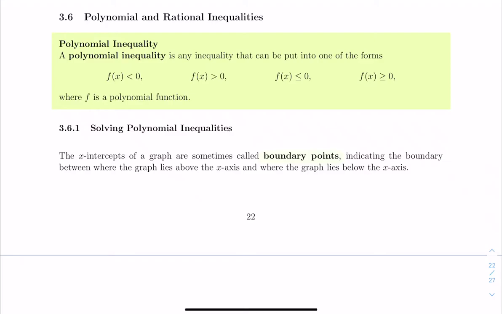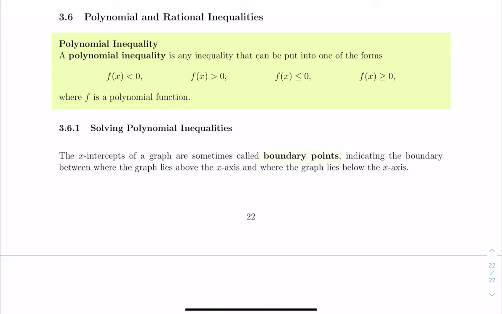In section 3.6, we talk about polynomial and rational inequalities. A polynomial inequality is any inequality that can be put into one of the forms f of x is less than 0, f of x is greater than 0, f of x is less than or equal to 0, and f of x is greater than or equal to 0, where f is a polynomial function. And so how do we solve these?